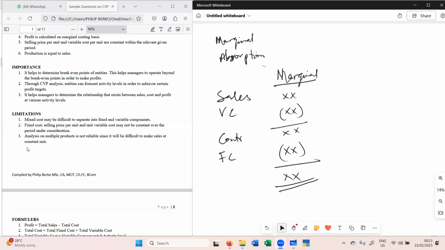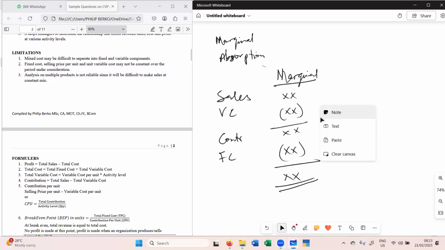Then when it comes to analysis with multiple products, you have to have a constant sales mix. In practice, is this possible? Can you always insist your customers should buy a mix according to what you want? Sometimes it may not be entirely easy. So that is also a limitation.